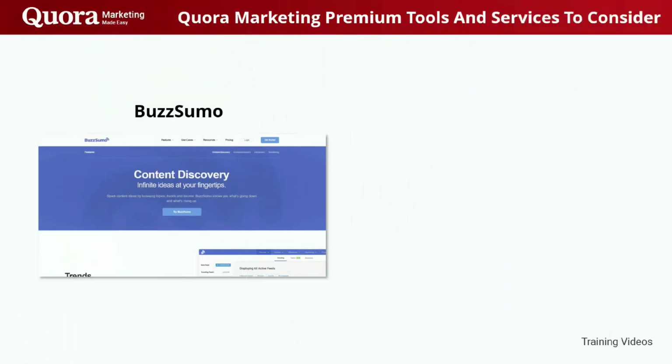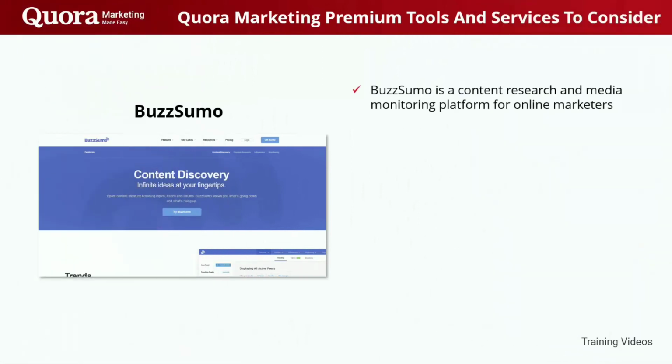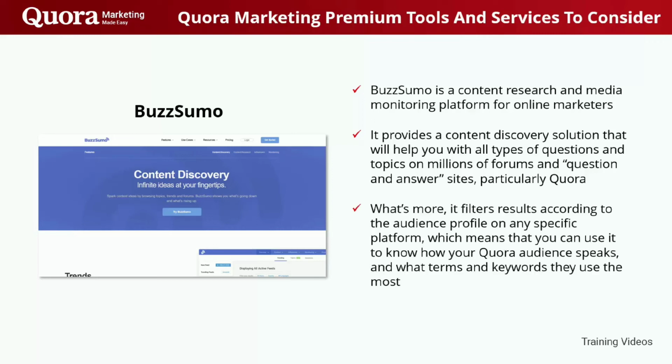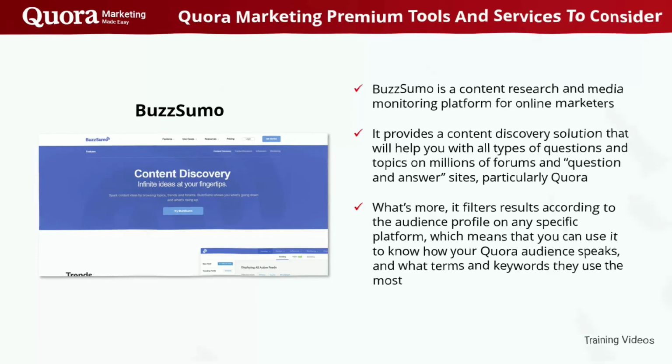traffic. BuzzSumo. BuzzSumo is a content research and media monitoring platform for online marketers. It provides a content discovery solution that will help you with all types of questions and topics on millions of forums and question and answer sites, particularly Quora. What's more, it filters results according to the audience profile at any specific platform, which means that you can use it to know how your Quora audience speaks and what terms and keywords they use the most.